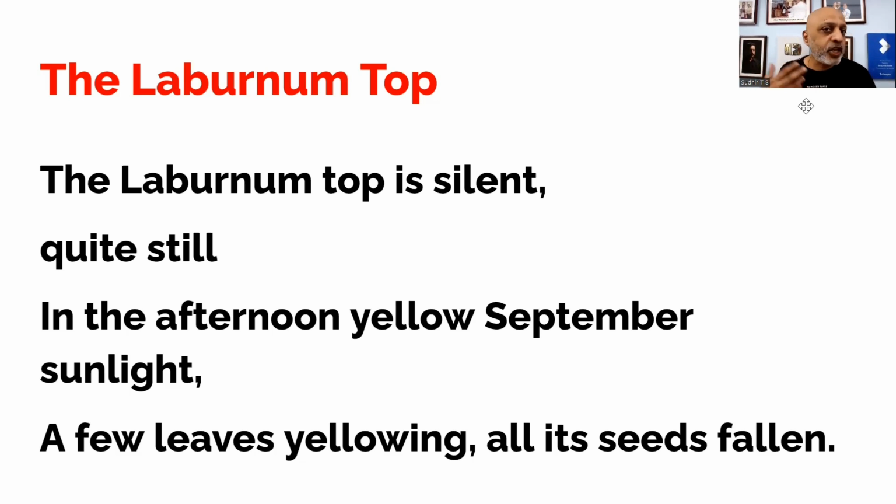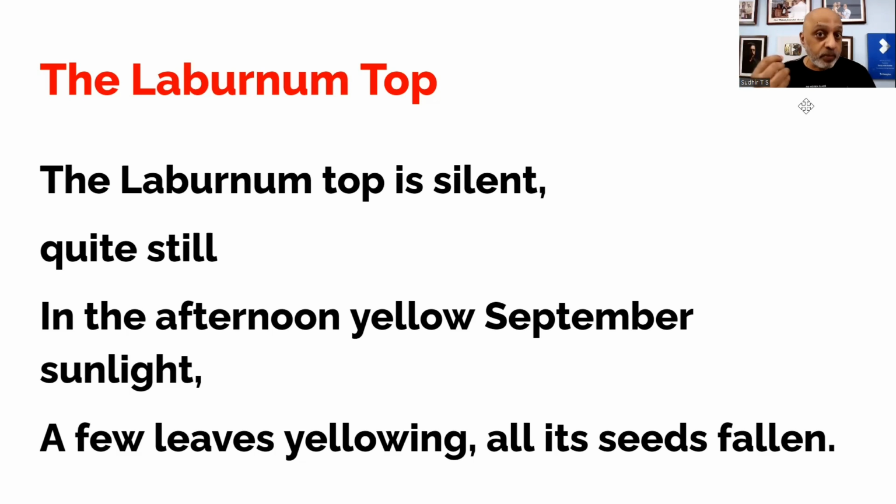Why do you think Ted Hughes has used a laburnum tree in this particular poem? He could have chosen any other tree. He could have chosen a banyan tree, a neem tree, a mango tree, right? But he wanted to show the dominance of the yellow color in the poem, because yellow, as I said, is symbolic of happiness, joy. It's also symbolic of silence at the same time.